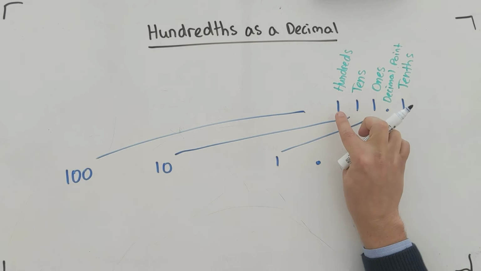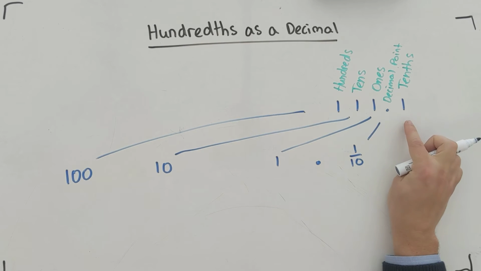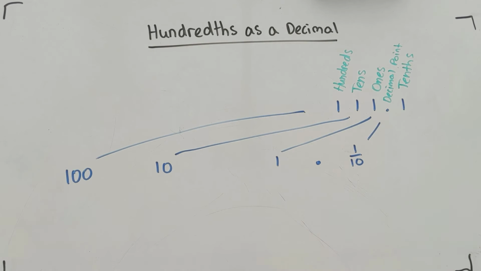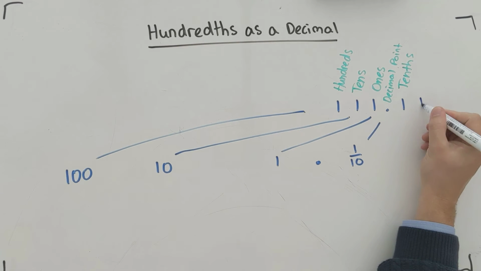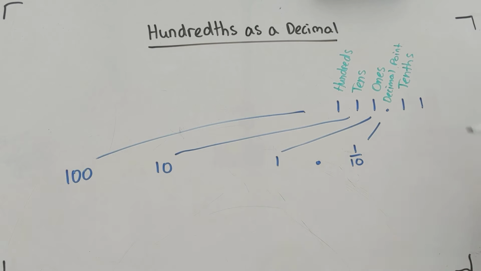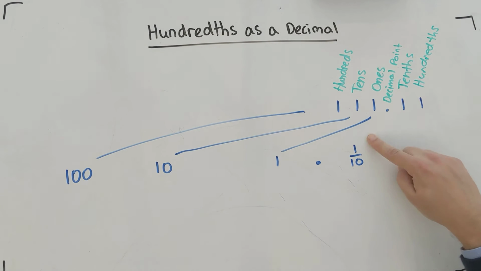Well, if hundreds is 1 bigger than tens, hundredths would also be 1 bigger than tenths. So let's add that in. We'll do a 1 and we'll write that up there in our place value column. Hundredths. Just like tenths. Oh, I've done the wrong line there.